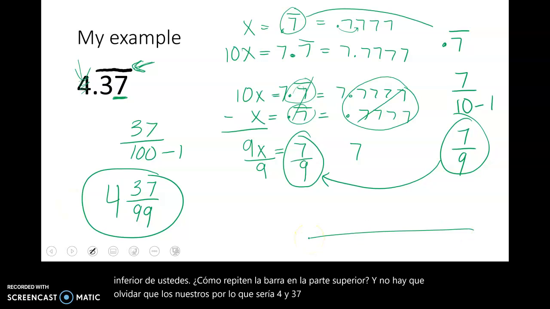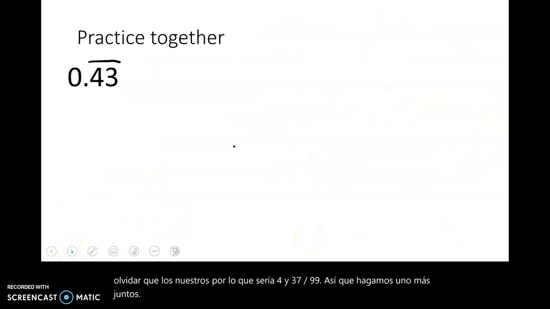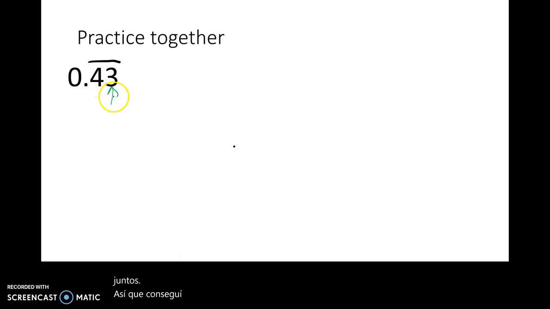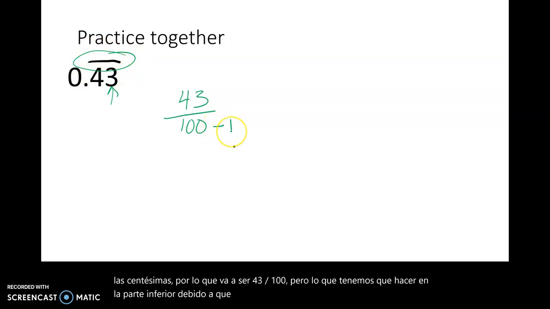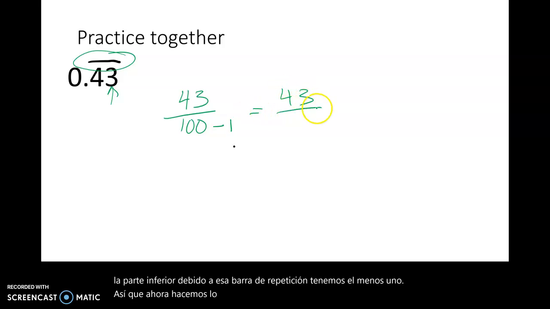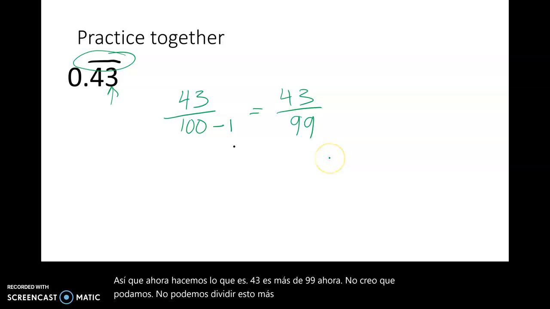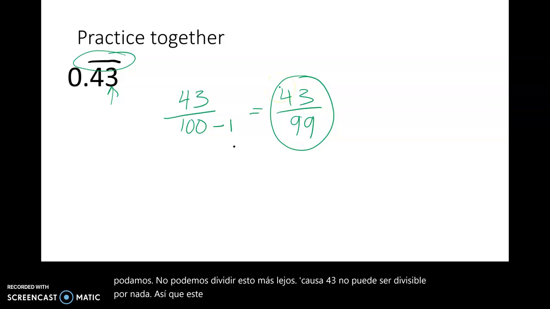So let's do one more together. So I got 0.43 repeating. This is also still in the hundredths place. So it's going to be 43 over 100. But what do we have to do on the bottom because of that repeating bar? We have to minus 1. So now it is 43 over 99. Now, I don't think we can divide this any farther because 43 cannot be divisible by anything. So this is our final answer. Let me know if you have any questions.